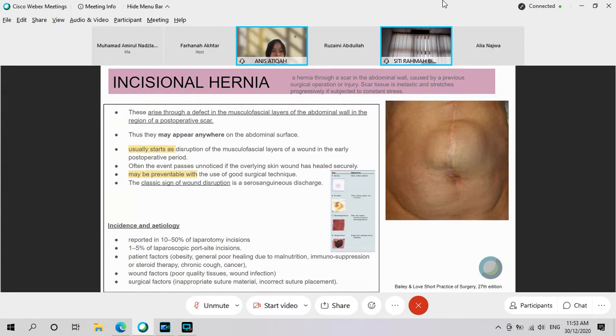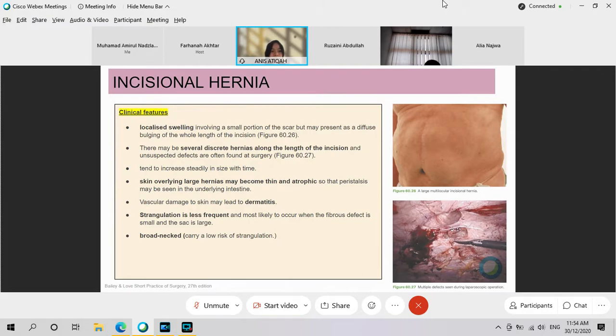And the next one, inspection factors: due to the patient being obese, general poor healing due to malnutrition, immunosuppression, the patient took steroid therapy, chronic cough, maybe the patient has cancer. And it may be because of wound factors, poor quality tissues, and wound infection. And for surgical factors, inappropriate suture material or incorrect suture placement.